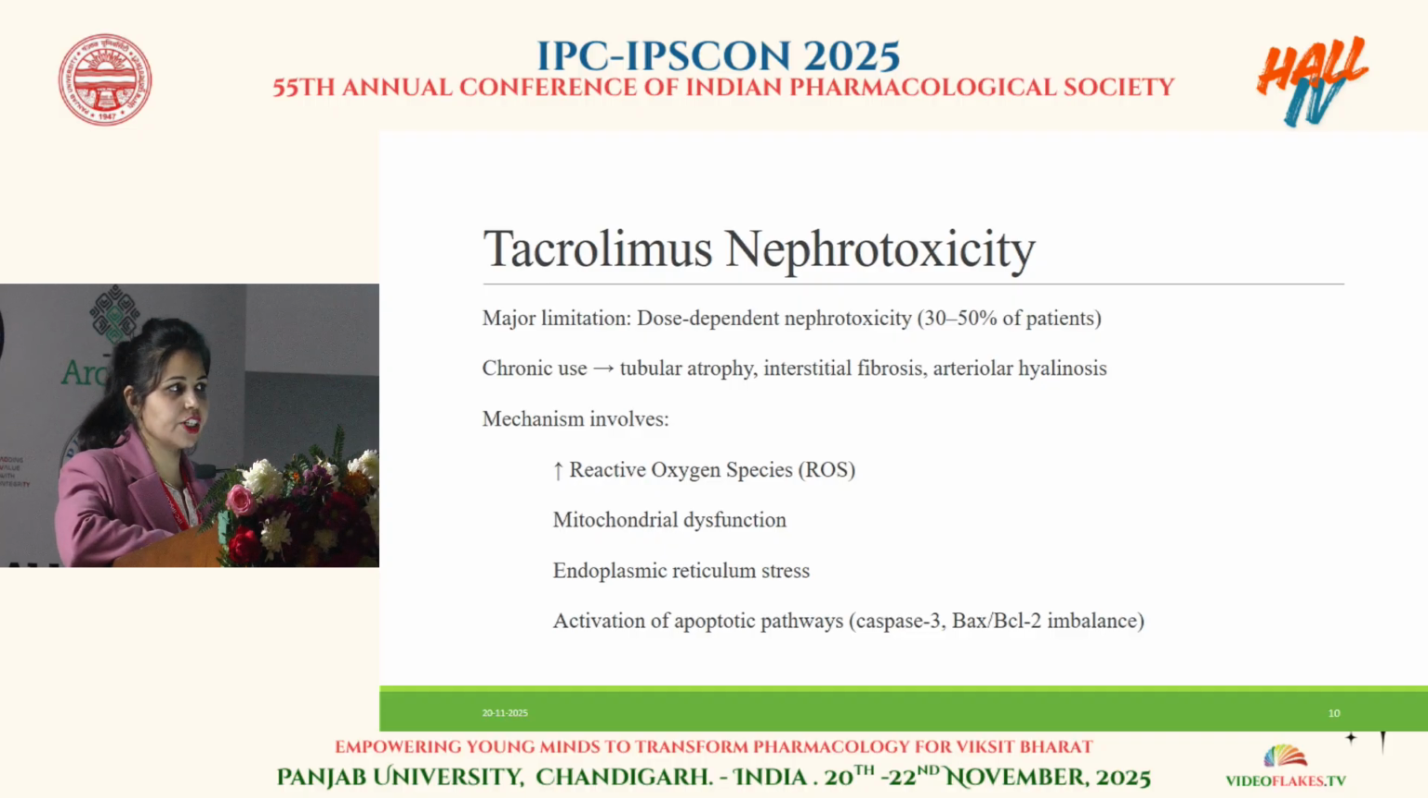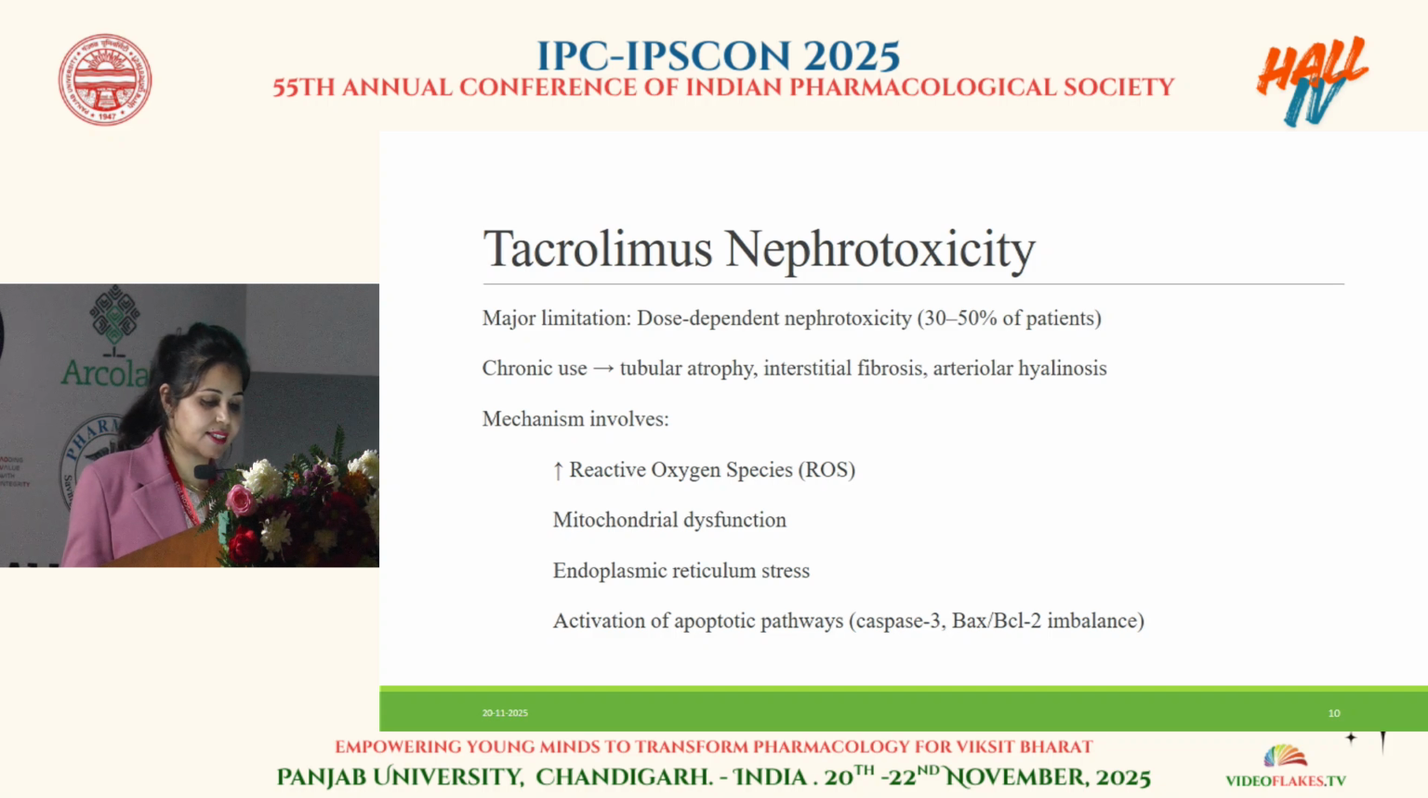That I already told, that certain transplant registries show that 30 to 50% of patients have nephrotoxicity due to this drug. So, both types of nephrotoxicity we have observed, acute as well as chronic, but because it shows dose dependence, there are more chances of chronic nephrotoxicity. So how does it cause this? It causes tubular atrophy, interstitial fibrosis, arterial hyalinosis, and the mechanism is due to increase in ROS, mitochondrial dysfunction, ER stress, and activation of apoptotic proteins.